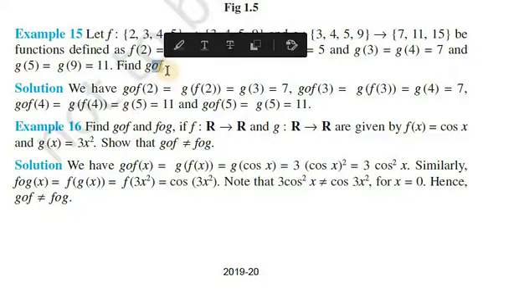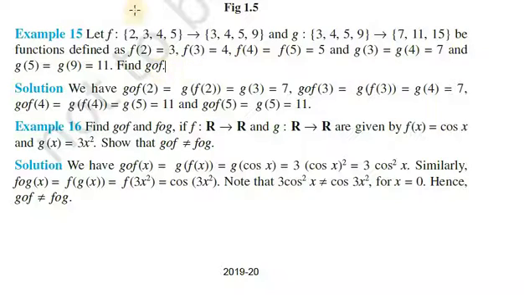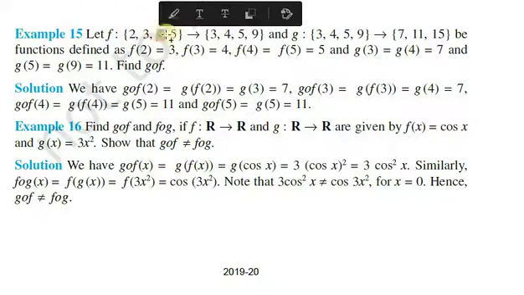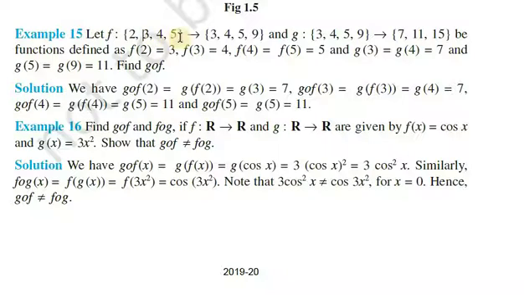To find g∘f, it will be a function from the set {2, 3, 4, 5} to {7, 11, 15}. So what will g(f(2)) be? This is the definition. Now what is f(2)? f(2) is 3, so this will be g(3). But what is g(3)? g(3) is 7. So therefore g(f(2)) is 7.